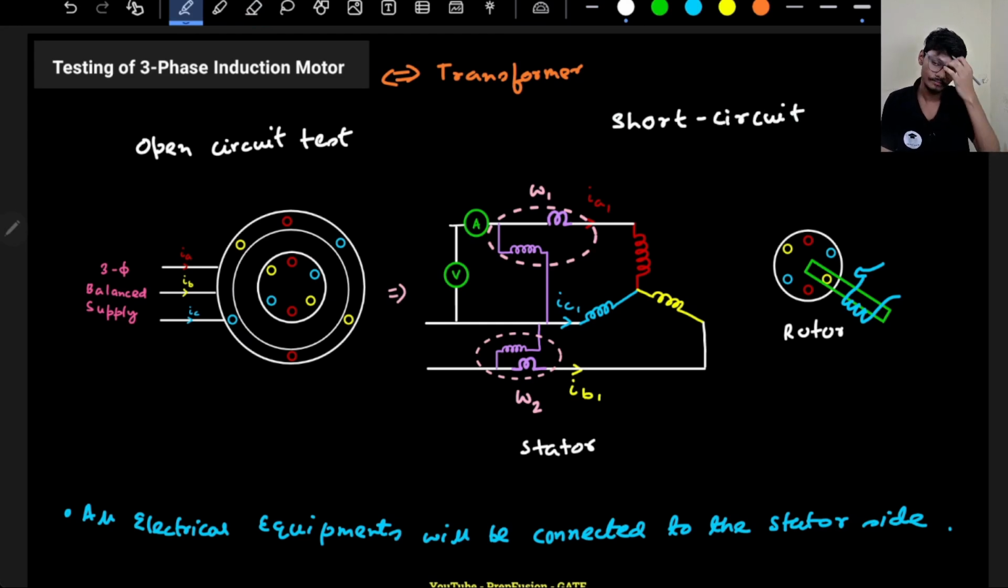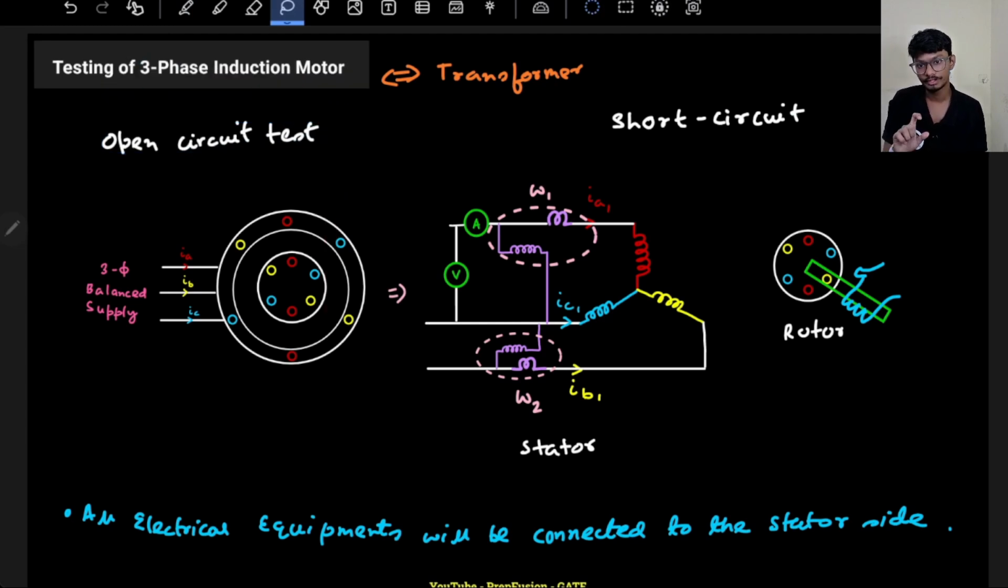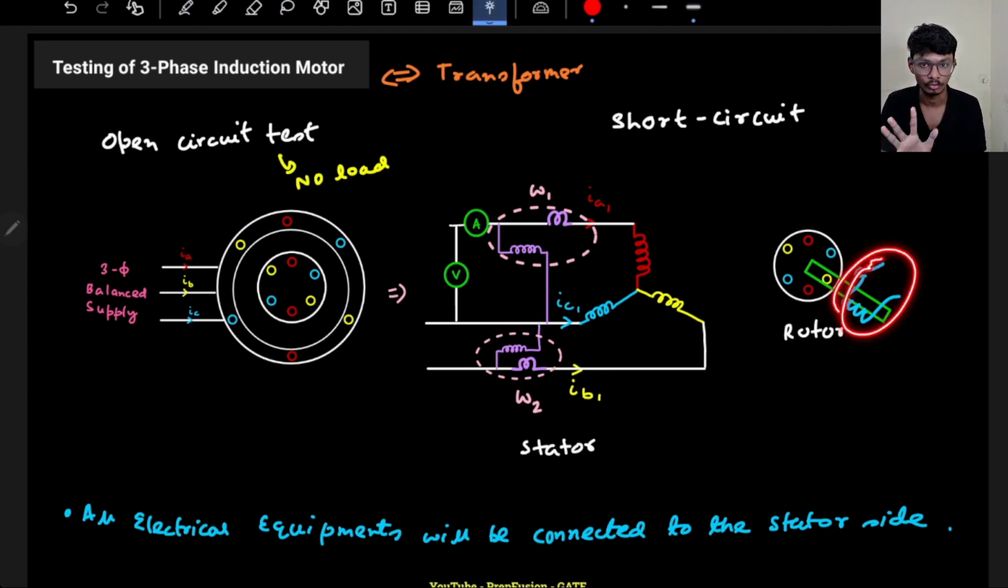Okay, so in open circuit test, basically what do we do? We operate at no load. So here in induction motor it will be called the no load test. No load meaning there is no load connected. Basically on the rotor side there is no load, it is open.